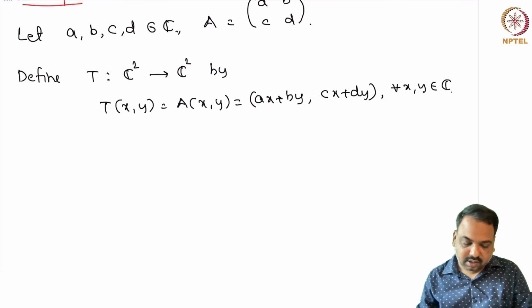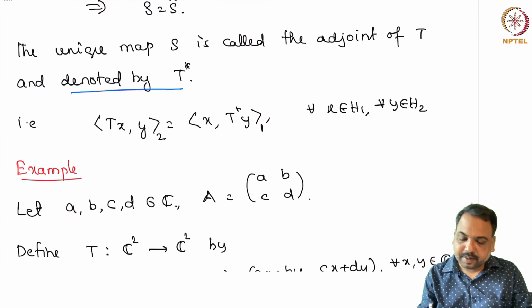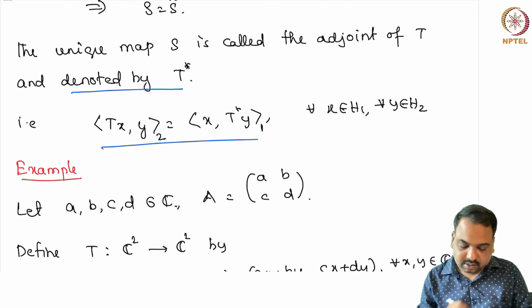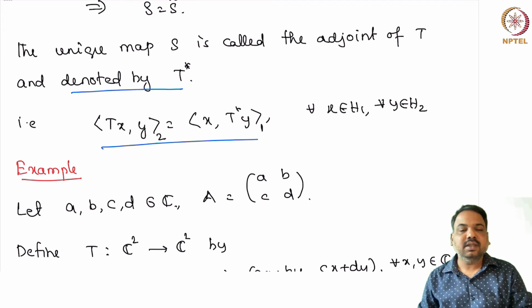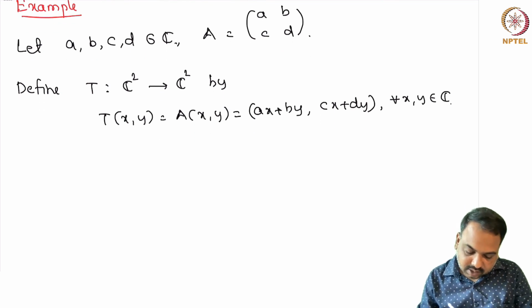Okay, so if you look at the equation satisfied by T and T star, if you want to find what is T star, you have to look at the inner product of Tx with y, and we should be able to write that as the inner product of x with T star y. Then easily we can find out what is T star. So let us do the same here also.